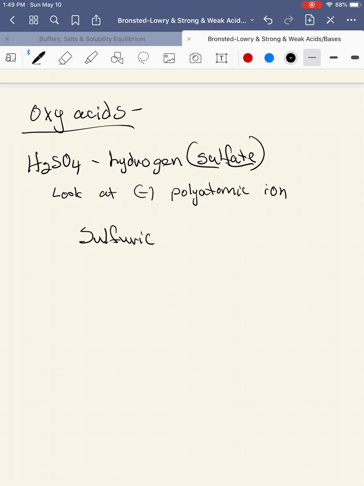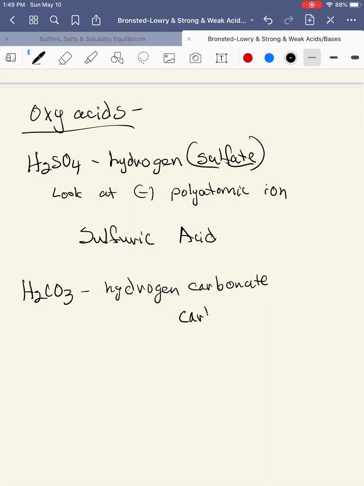Now if you put sulfic, that would be okay. Okay, H2CO3. This is hydrogen with carbonate, hydrogen carbonate. So the acid name is carbonic acid. So ate goes to ic. Naming oxyacids, ate goes to ic.